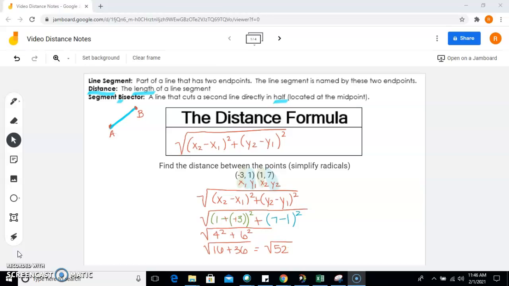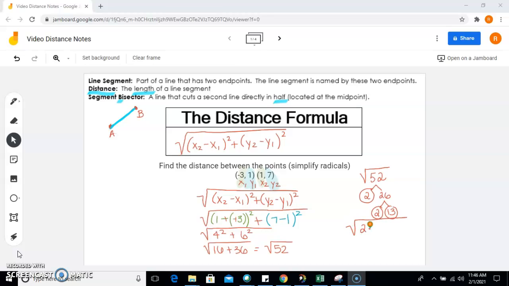Now they want the answer in simplest radical form. So what we have to do is break this down. Make sure you watch the video on simplifying radicals if you do not recall how to do this. We're looking for all prime numbers. So first I'm going to divide this by 2. I know that 2 times 26 is 52. And then 2 times 13 gives me 26. And those are all my primes.